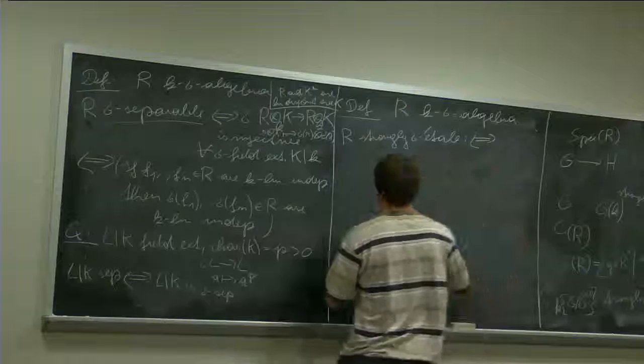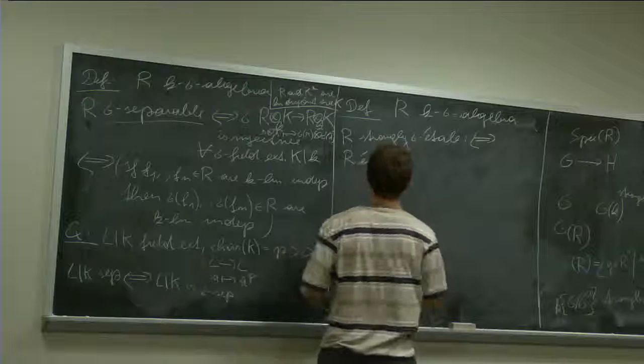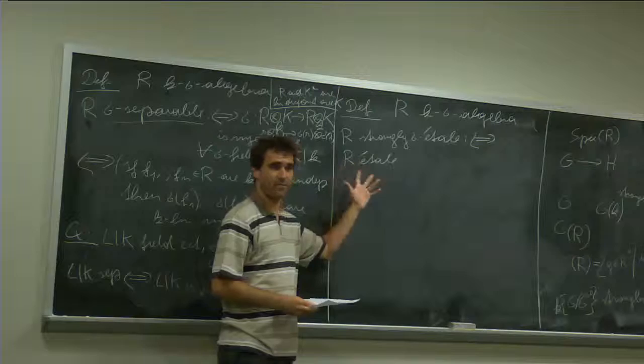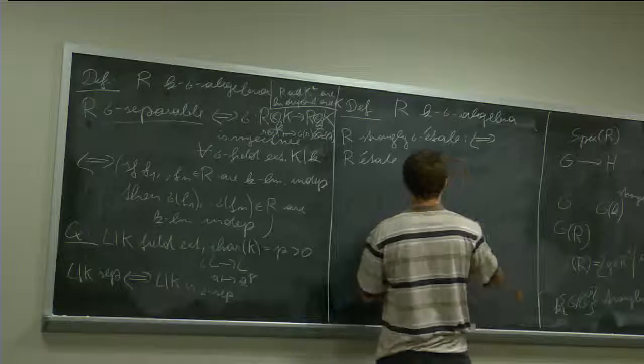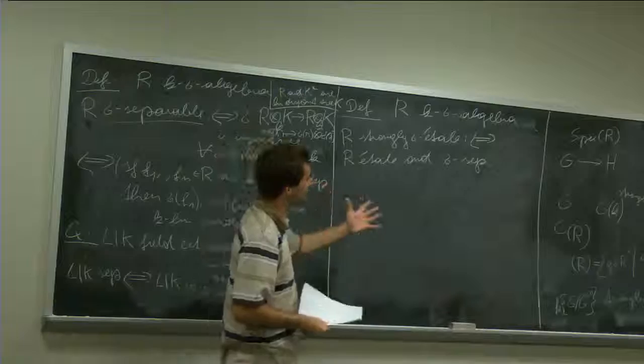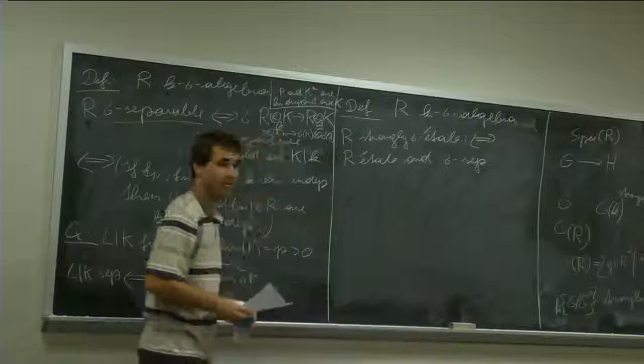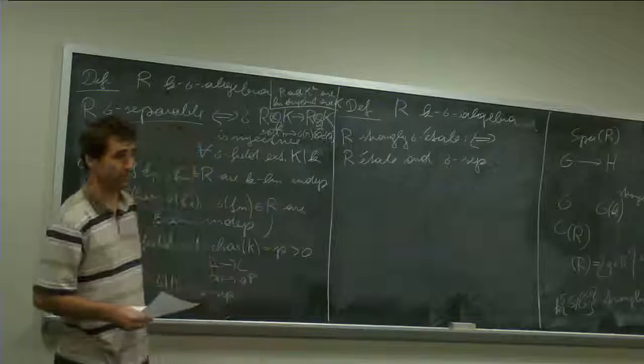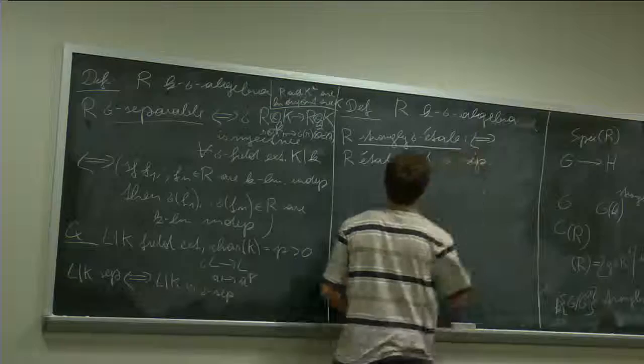If it is étale as a K algebra, in particular it's finite dimensional as a K vector space, and sigma separable. Okay, so sigma separability is the additional technical difference algebra property which we're asking for. And you can show that this is a nice class of difference algebras.